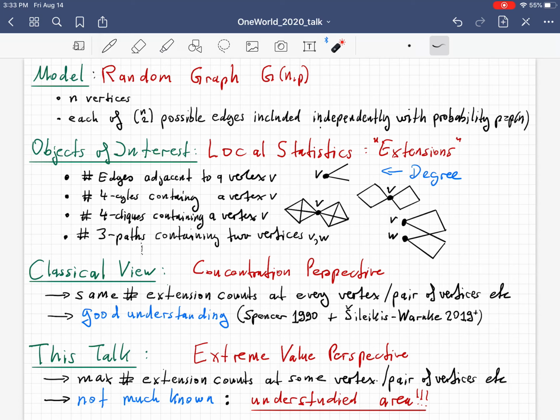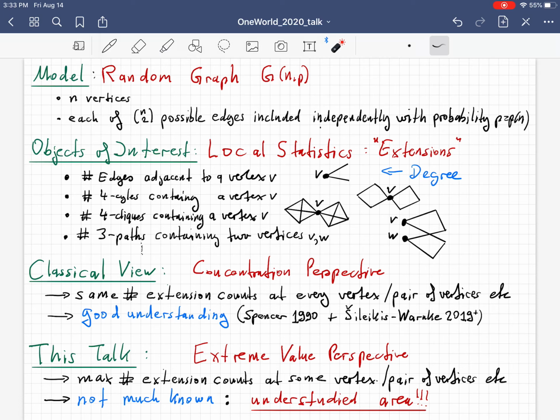So for example, for the degree, what is the maximum degree in the graph? We want to find the vertex which maximizes the degree, and we want to understand how large this degree is. Or similarly, for the 3-vertex count, we want to ask, what is the maximum number of 3-vertex paths that sit on any 2 vertices?